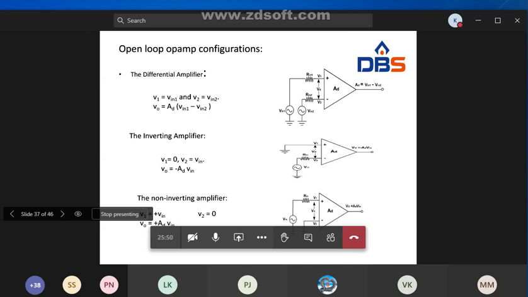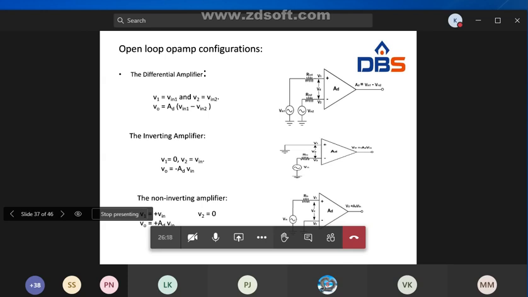So we know that V0 equal to AD into VD, where VD equal to V1 minus V2. Here V1 equal to 0 and V2 equal to Vin. So we will get V0 equal to minus AD into Vin, right? So V0 equal to minus AD into Vin.